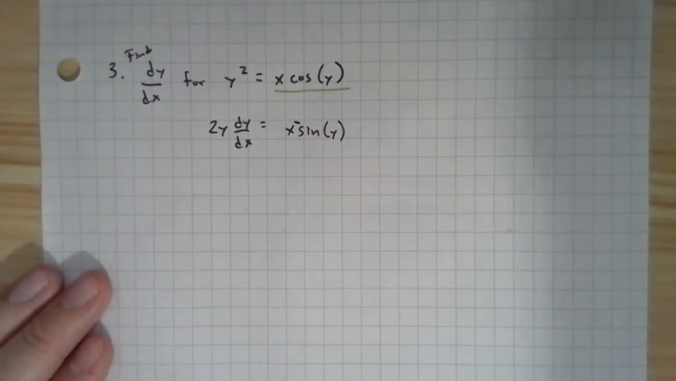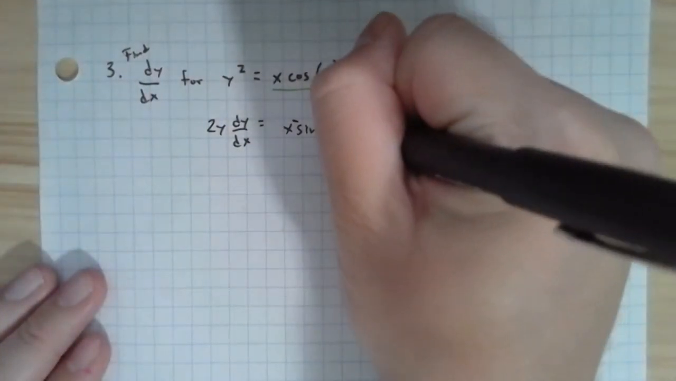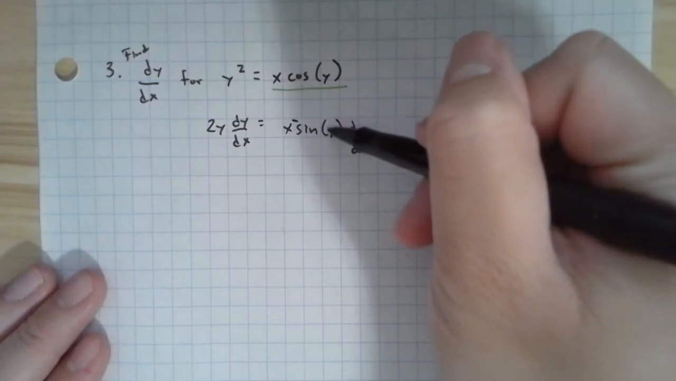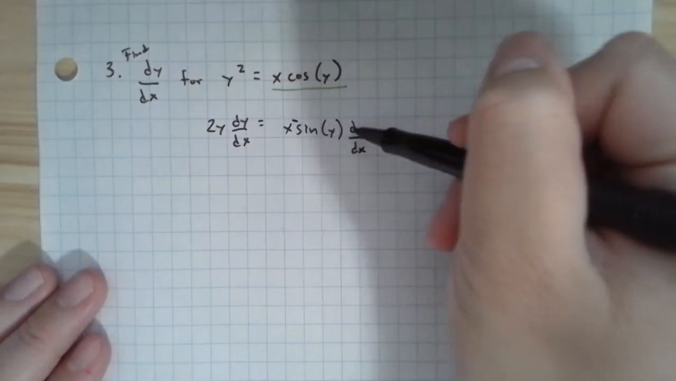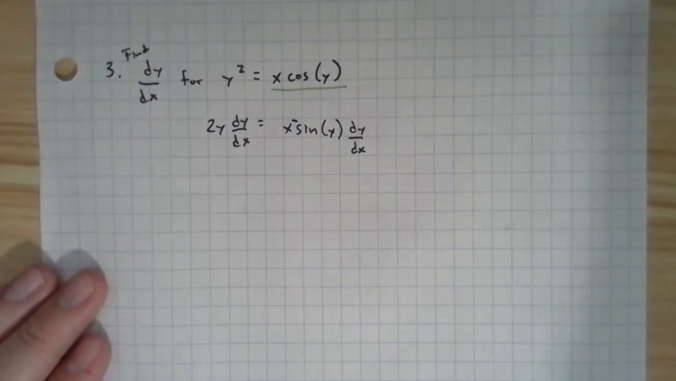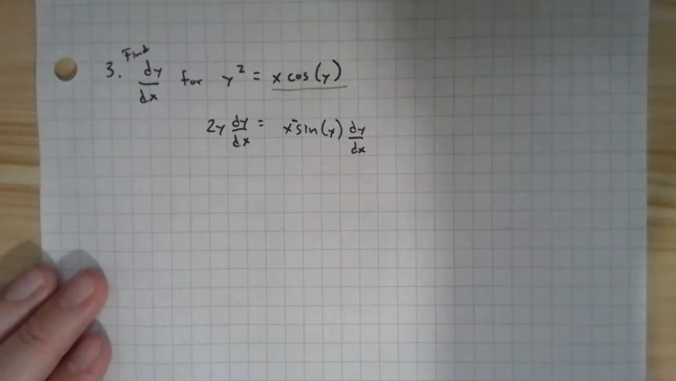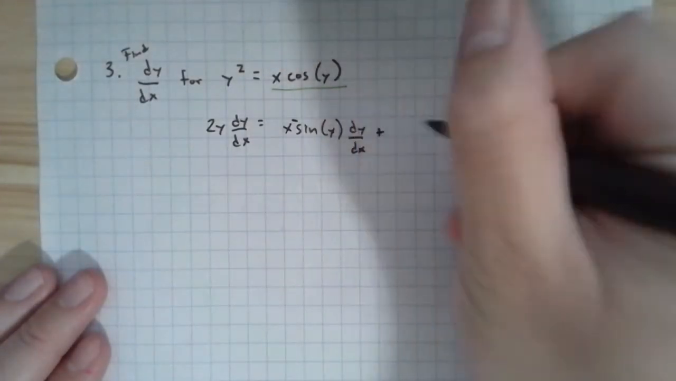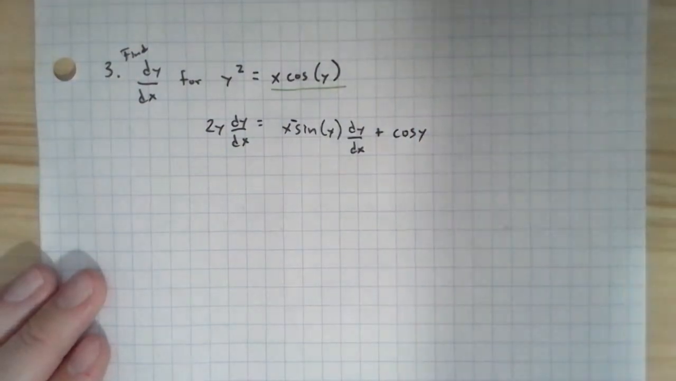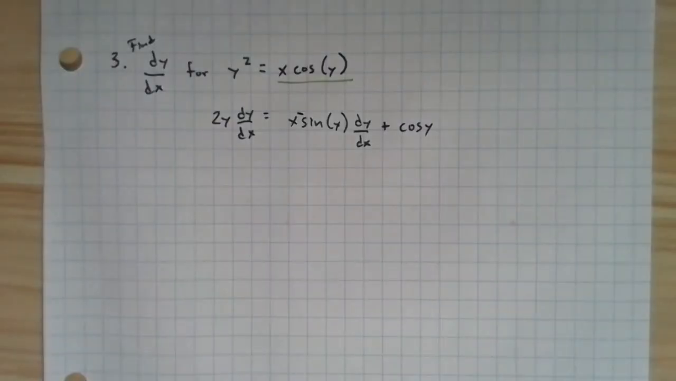So x negative sine y, and I do have to do a dy dx, right? Because by the chain rule, I would then take the derivative of the inside, and the derivative of y is just 1, right? But it's the derivative of y, so dy dx. Okay? Then plus the derivative of x is just 1, so then just cosine y, because you leave cosine y alone.